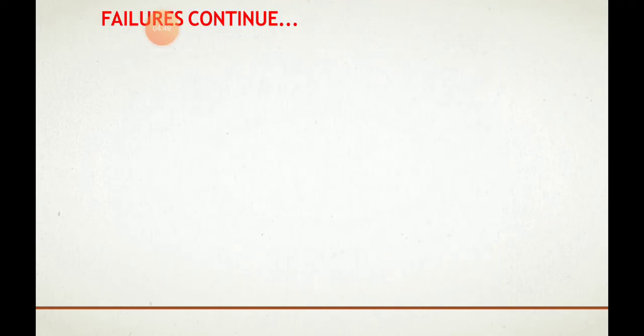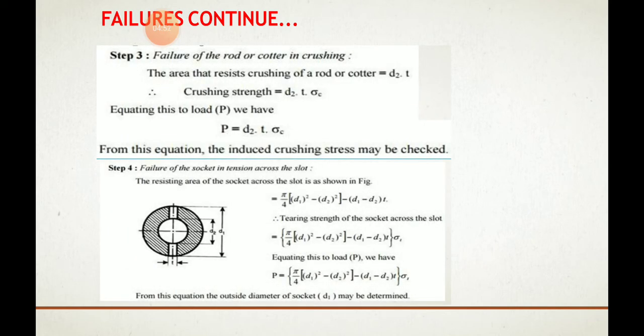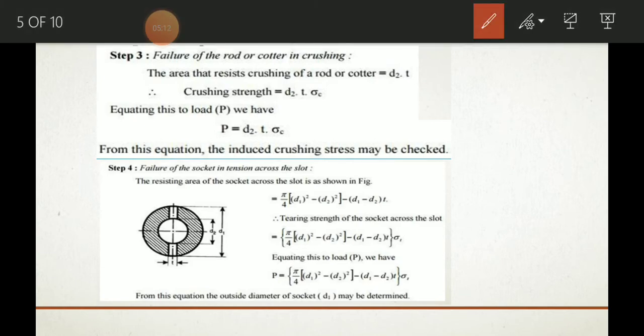We'll move to the next: failure of the rod or quarter in crushing. As I told you, it is subjected to either tensile stress or compressive stress, so we are taking both stresses into account. We already calculated the resistance in tension, so let us calculate the resistance in crushing. The formula is P equal to d2 into t into sigma c, where t is the thickness and sigma c is the crushing strength.